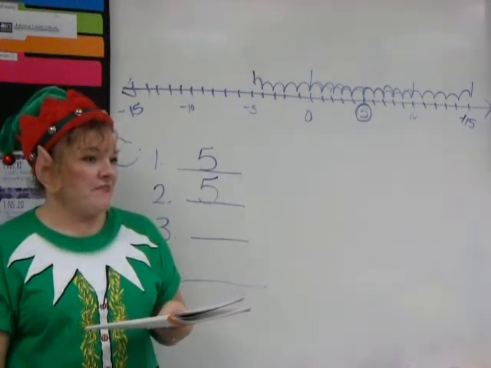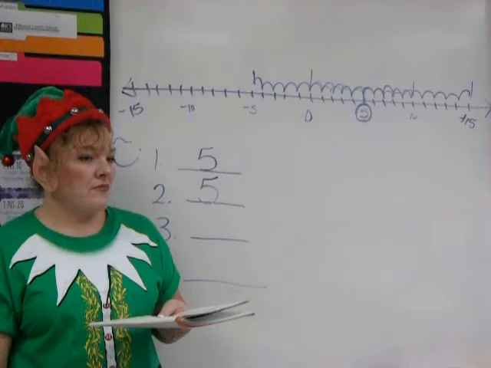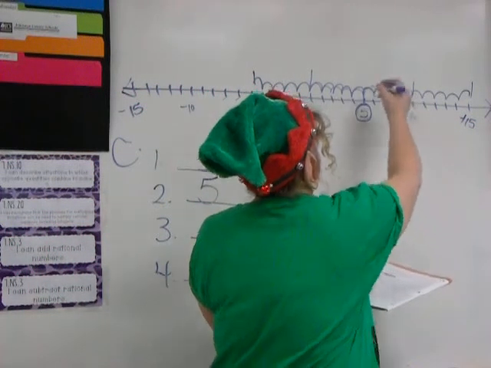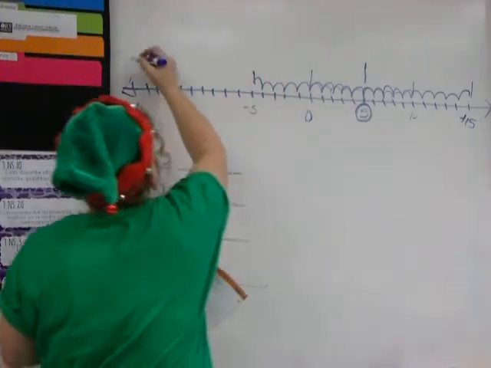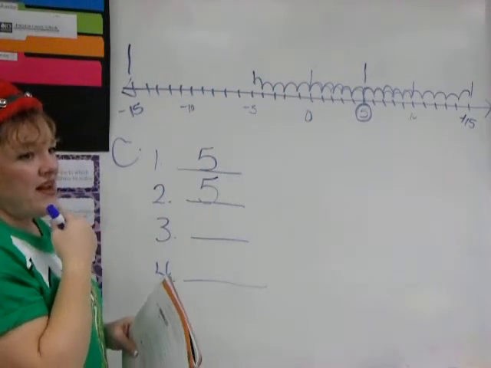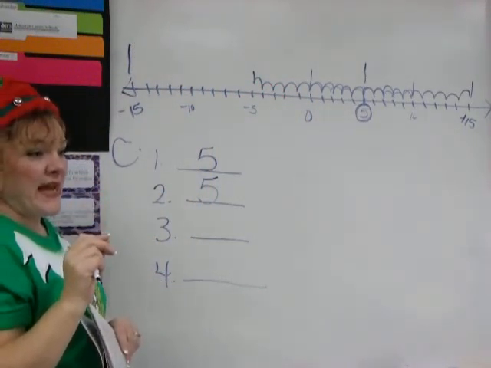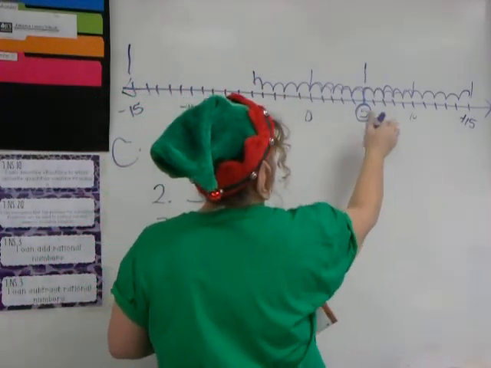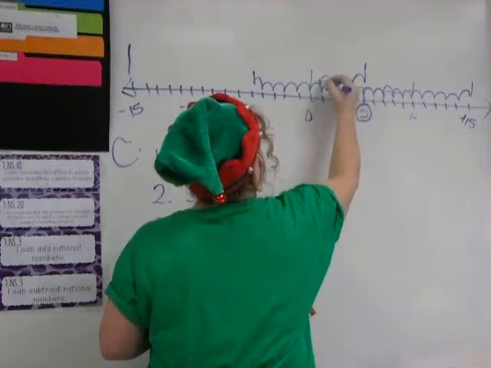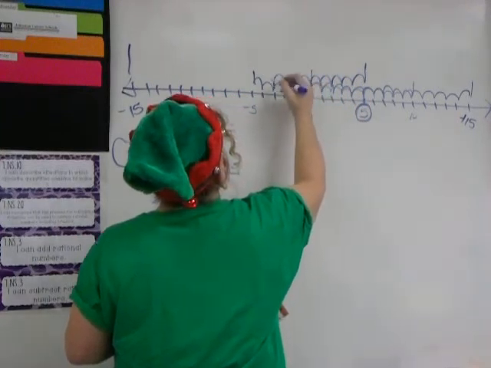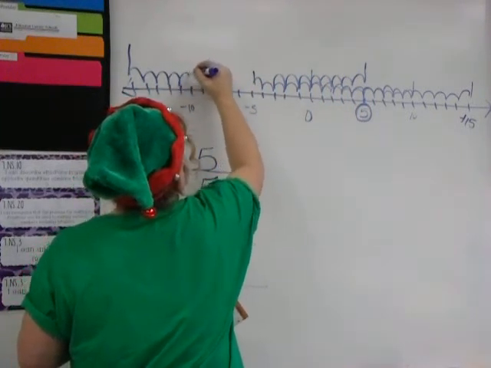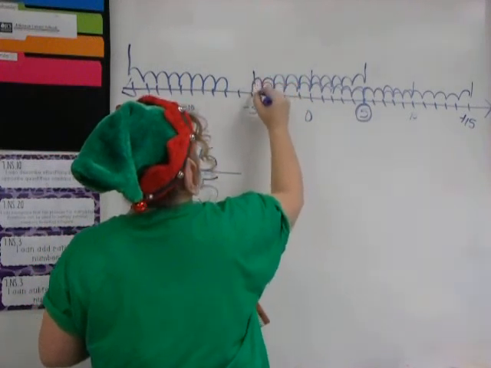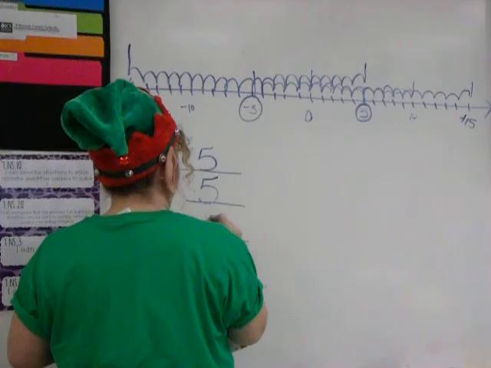Number 3. Number 3 is positive 5 and negative 15. What is the number that is halfway between negative 15 and positive 5? 1, 2, 3, 4, 5, 6, 7, 8. I can go more. Negative 5.